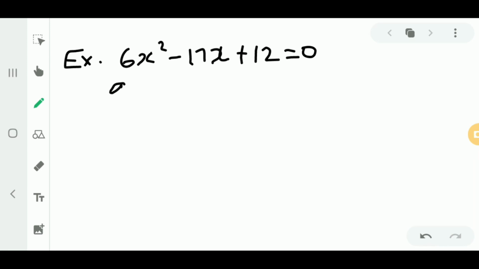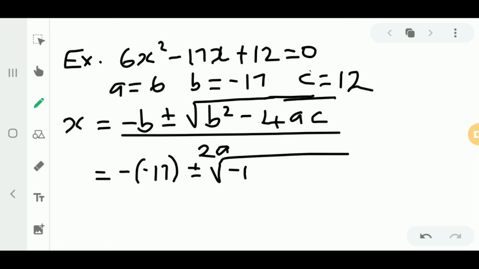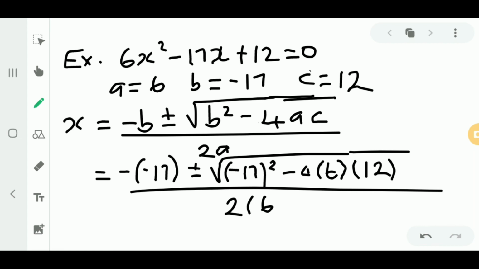So now we know that a is the coefficient of the x squared term, which is 6, b is minus 17, and c is 12. All you do, you write your formula and you just substitute the values. You have what a, b, and c are. So the minus sign is already in the formula. And you have b is minus 17. Then you have plus or minus the square root of minus 17 all squared minus 4 times a, which is 6, times c, which is 12, all over 2 times a, which is 6.